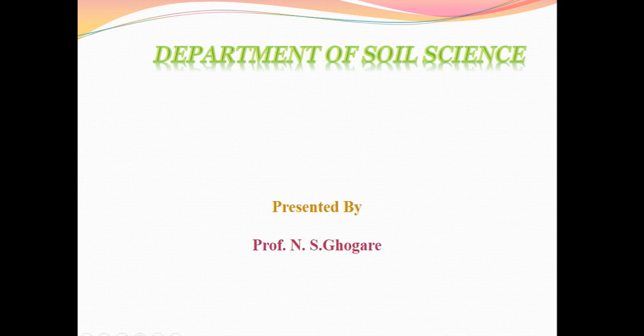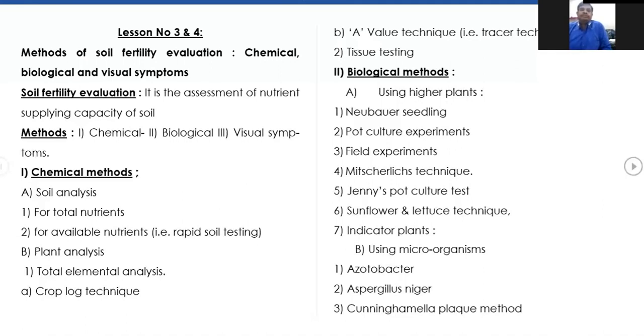Fertility evaluation: methods of soil fertility evaluation. So let's start with what we mean by soil fertility evaluation. It is the assessment of the nutrient supplying capacity of soil. Soil fertility is the inherent capacity of soil to provide all essential nutrients in balanced and available form, and to assess these nutrients is called soil fertility evaluation.